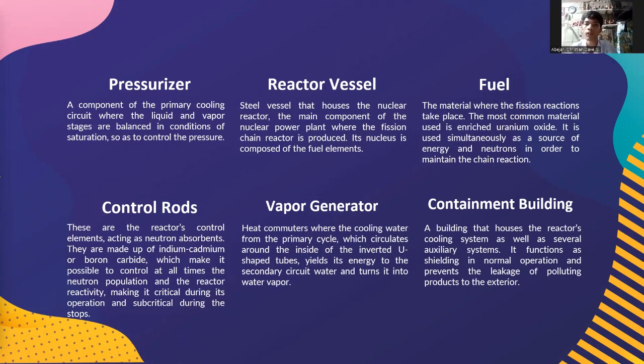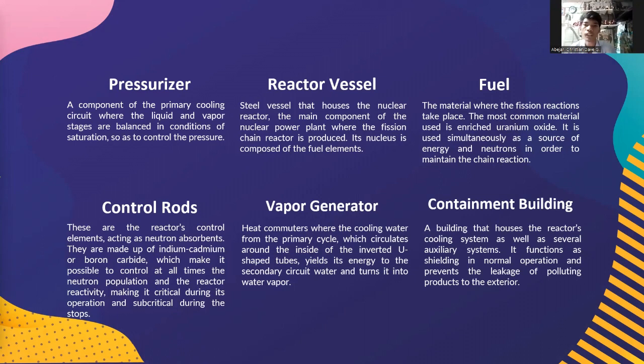So the next component that we have is the fuel, the material where the fission reaction takes place. The most common material used is enriched uranium oxide. It is used as a source of energy and neutrons in order to maintain the chain reaction. So it says here that the fuel is what we primarily use in our nuclear power plant to produce energy and operate the whole nuclear power plant.